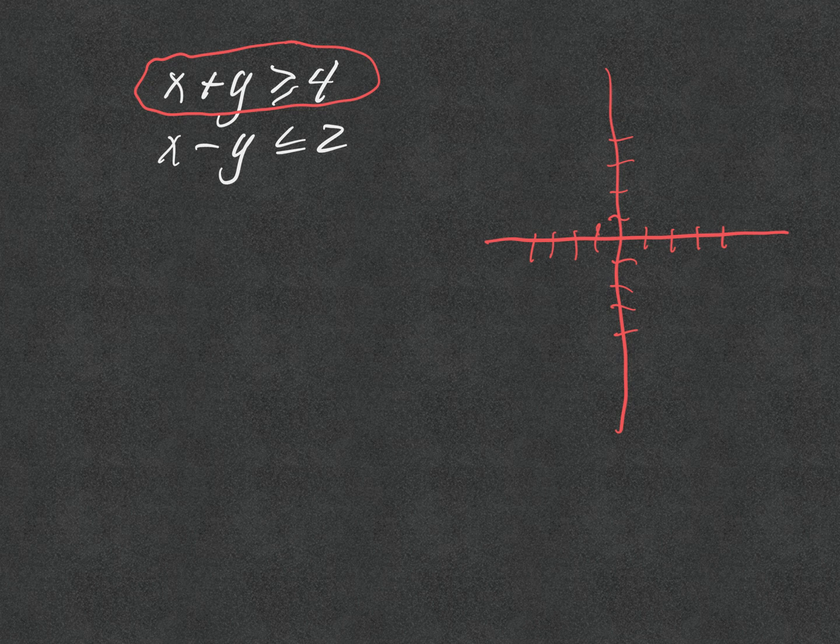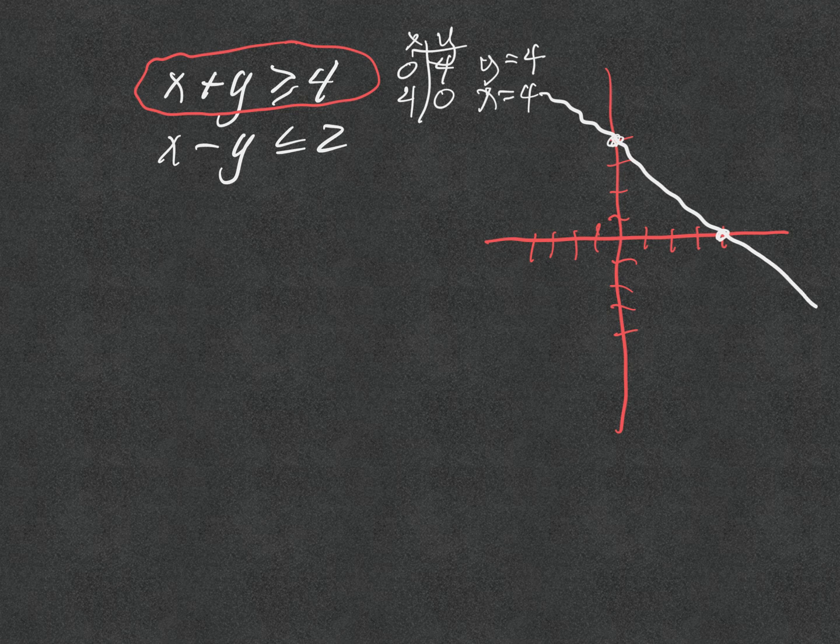Super easy to do. We would make an XY chart and we could find the intercepts here. Pretty simple. If you plug in 0 for x, you get y equals 4. And if you plug in 0 for y, you get x equals 4. So this one works out fairly fast where you can get the line. Now, it's greater than or equal, so we would graph a solid line.